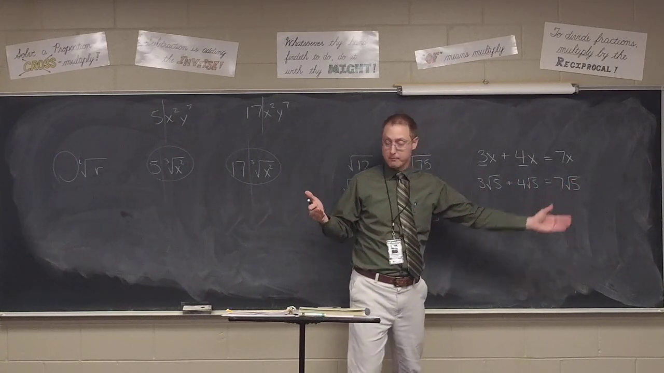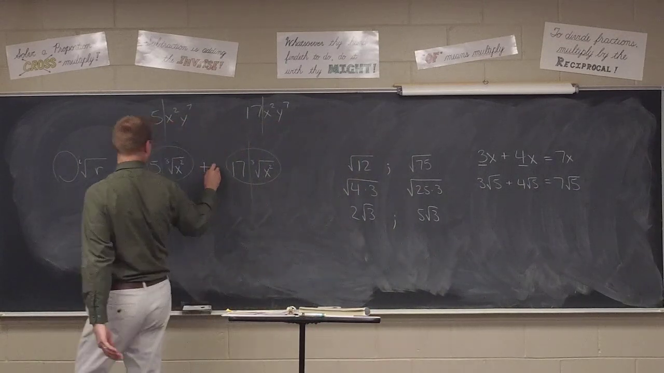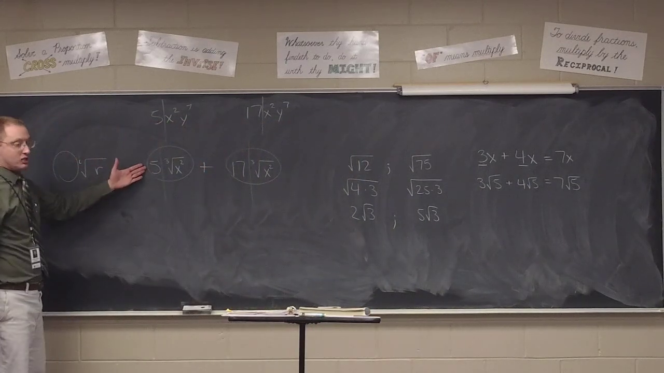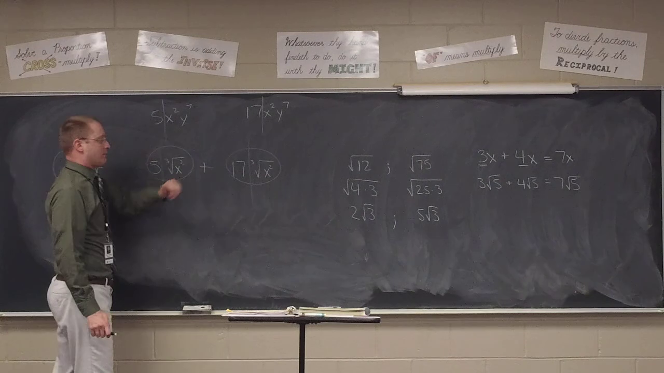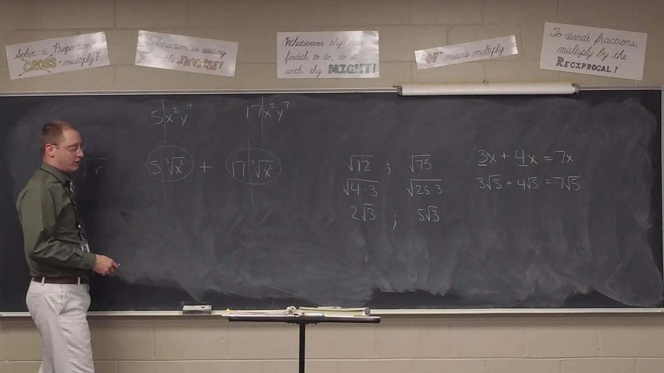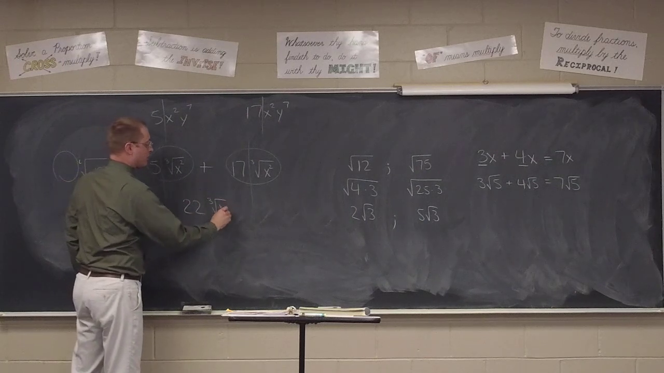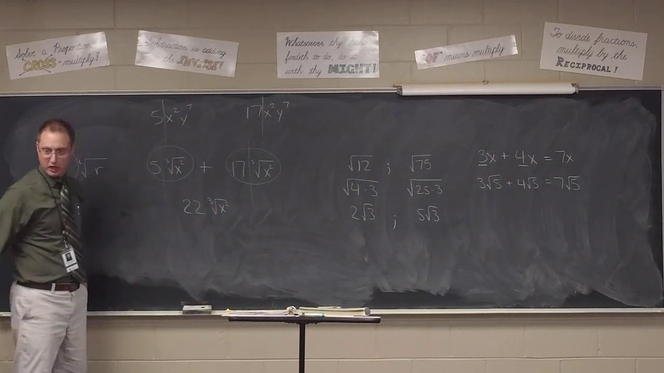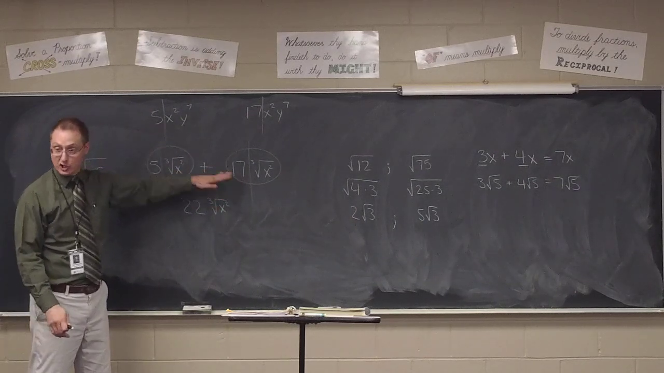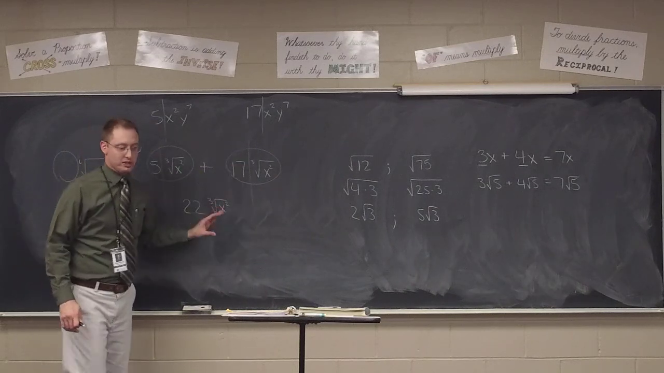Make sense? So if I were to add 5 times the cube root of x squared plus 17 times the cube root of x squared, what would I get here, Josh? 22 times the cube root of x squared. Right, 22 times the cube root of x squared. You just add the numbers, the coefficients, but you leave the radicals as they were.